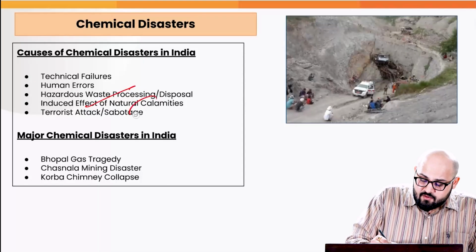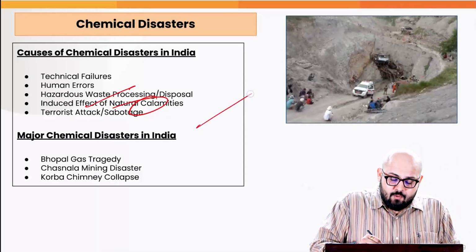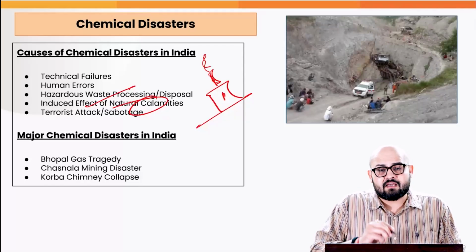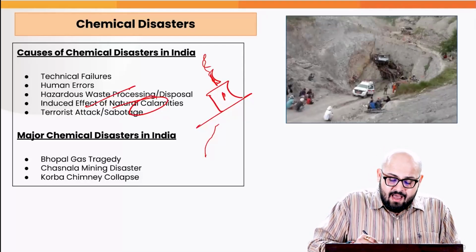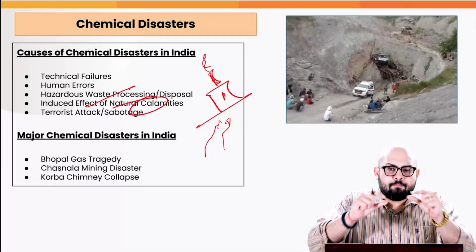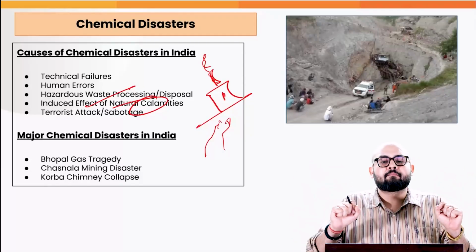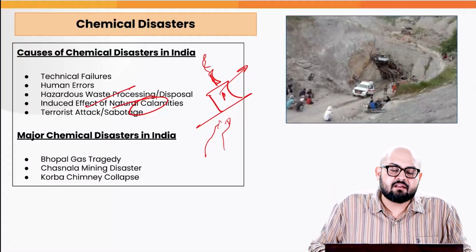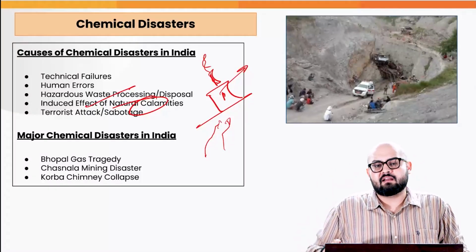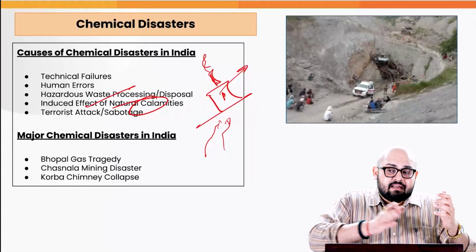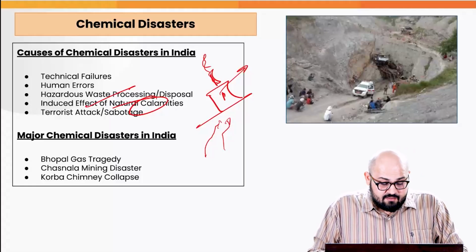Then the induced effect of natural calamities. Let's say you have a particular industry. Now in this industry, at this particular place, let's say you have seismic waves, an earthquake, and it leads to the breakage of sensitive pipes carrying these chemicals. Definitely it can lead to a chemical disaster. Or let's say there is flooding in this particular area, right? So even these natural calamities can have an indirect consequence with respect to chemical disasters.